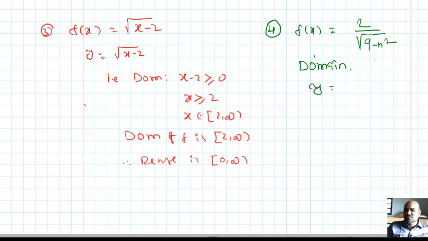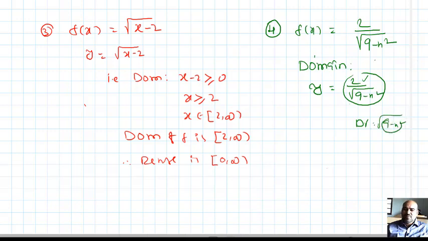Let y equal 2 by root over 9 minus x square. For the domain, meaning for what values of real x is y real. So this should be a real number. Already 2 is a real number, which means the denominator should be a real number. Root over should be positive or sometimes 0. This value may be 0 or greater than 0.